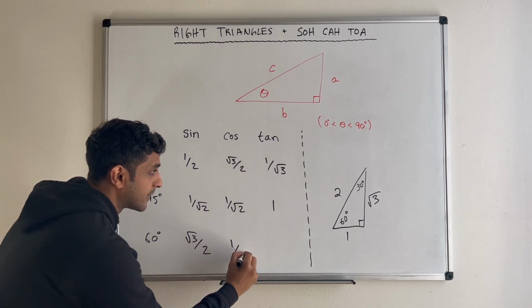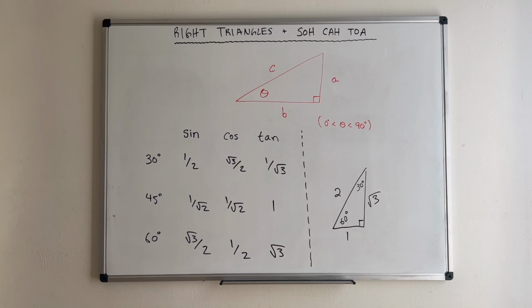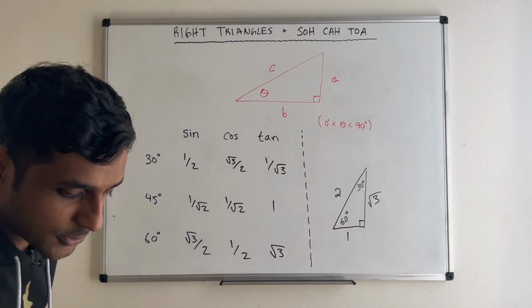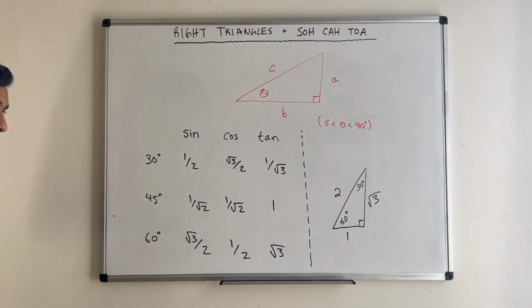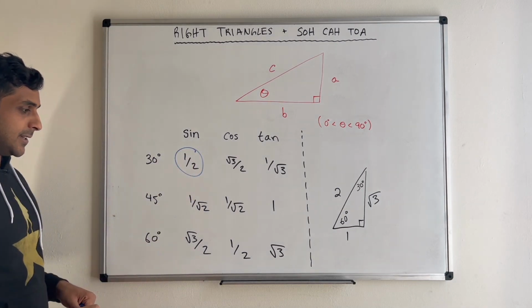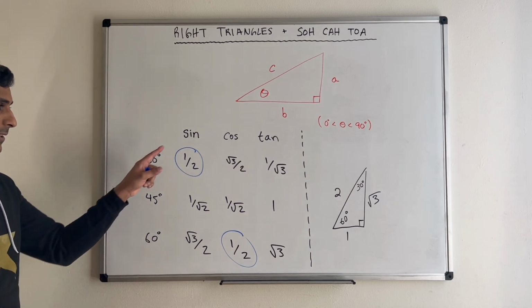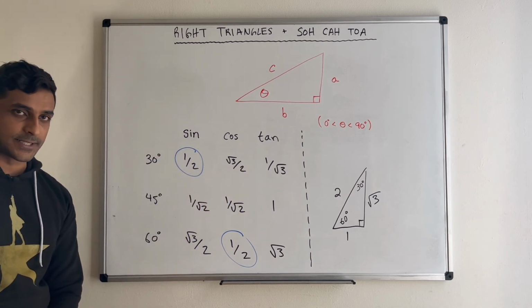Cosine would be 1/2. And tan would be just root 3 over 1, which is just root 3. Now, something that's super interesting to notice here, and it's not just a coincidence, is that the sine of 30 degrees is equal to the cosine of 60 degrees. Similarly, the cosine of 30 degrees is also equal to the sine of 60 degrees.